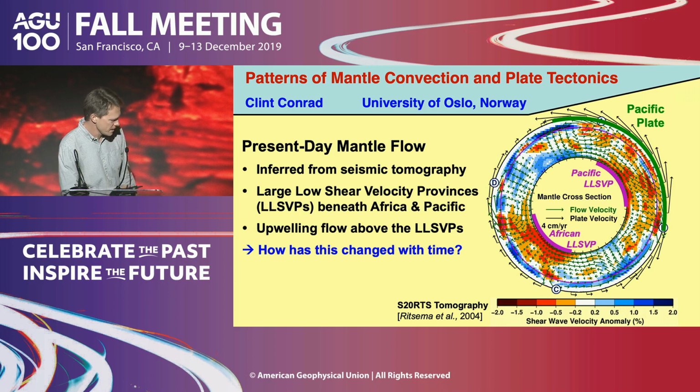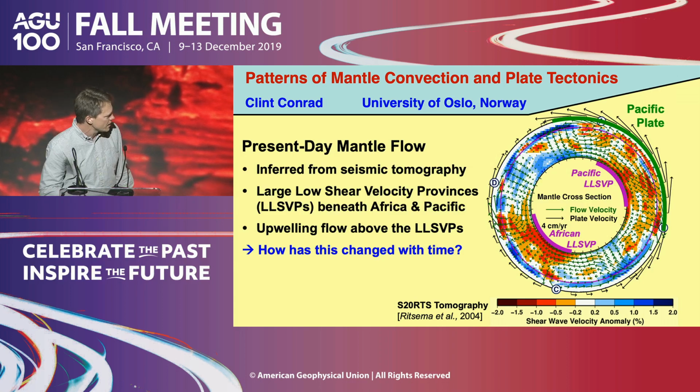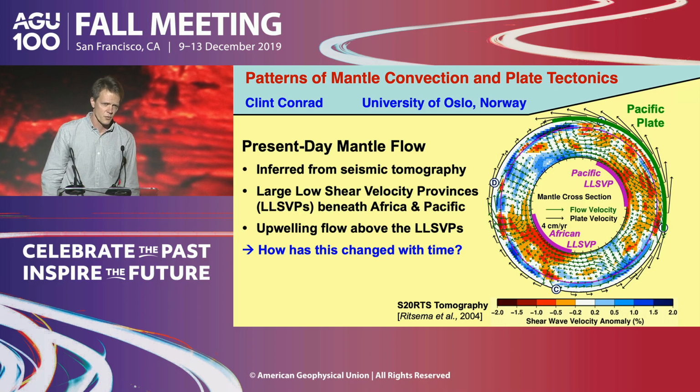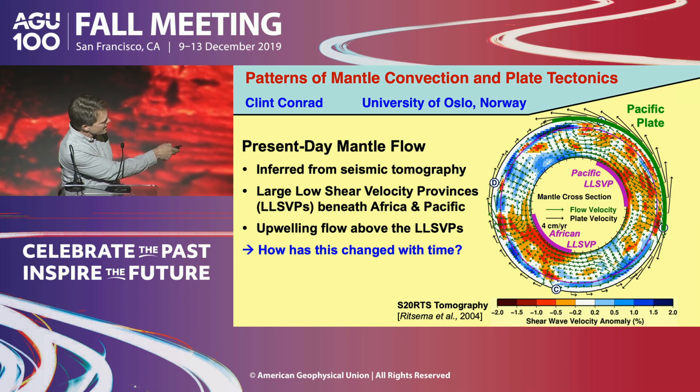One thing that the last speaker mentioned briefly was the large low shear velocity provinces. If you look at seismic tomography, these are the two areas right beneath Africa and the Pacific, which have anomalously slow velocities and are thought to be dense material that's chemically distinct from the rest of the mantle. They sit at the bottom of the mantle, beneath the convecting mantle, and the slabs seem to be sinking in the vicinity of them.